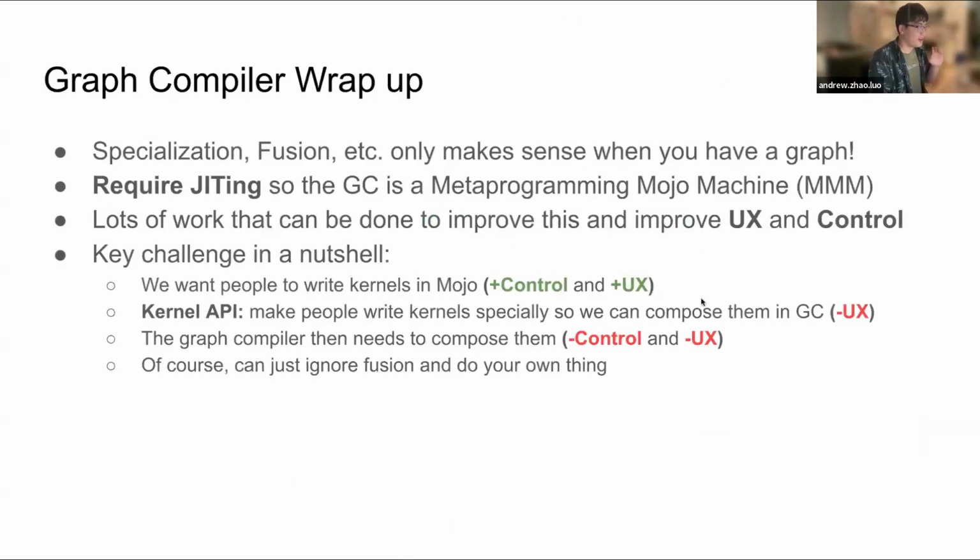Okay, so if there's anything you should get out of this section, it's that once you have a computational graph, you want to do all these things like specialization and fusion. Therefore, this requires the graph compiler to be this metaprogramming Mojo machine at the triple M. There's a lot of work that can be done to improve the current experience, but right now it's there and it all works. Finally, we have this thing called the kernel API, where we actually have to constrain the way people write kernels a little bit in order to make it compatible with all the systems that we just described.